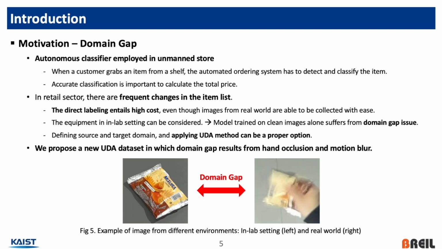Also, our paper introduces a dataset related to unmanned retail shops, addressing challenges in product detection and classification. Given the frequent changes in retail, collecting noisy real-world images for training is costly. Our alternative involves using lab-captured clean images as the source domain and real-world noisy images as the target domain. This approach highlights the domain gap challenge, particularly with occlusions and motion blur, and how UDA methods can effectively bridge this gap.